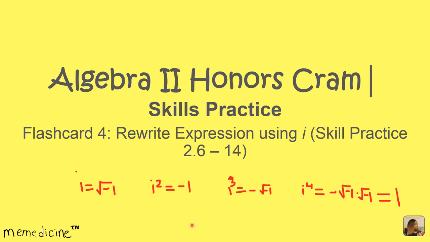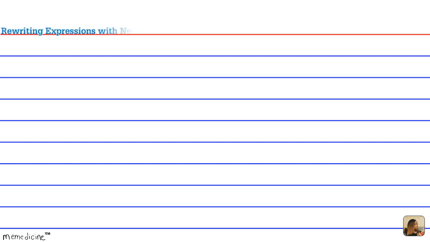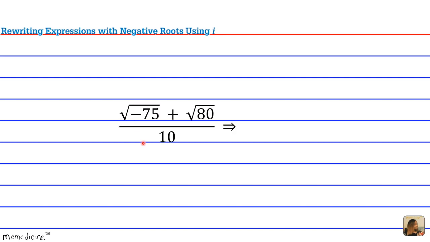Okay, so these are just a few baseline things to keep in mind as you solve problems that contain the imaginary expression i. All right, let's get into the problem. What we're doing is rewriting expressions with negative roots using i. The expression that we're going to simplify today in terms of i is the square root of -75 plus the square root of 80, over 10.